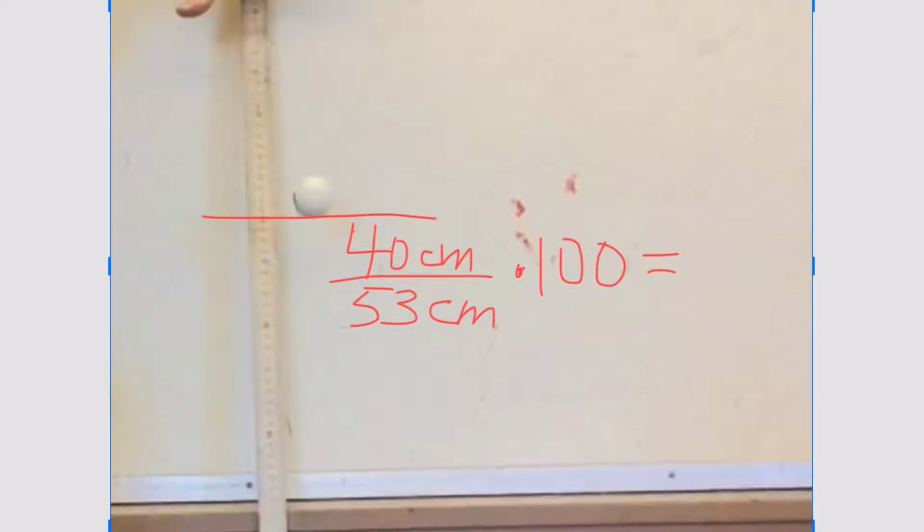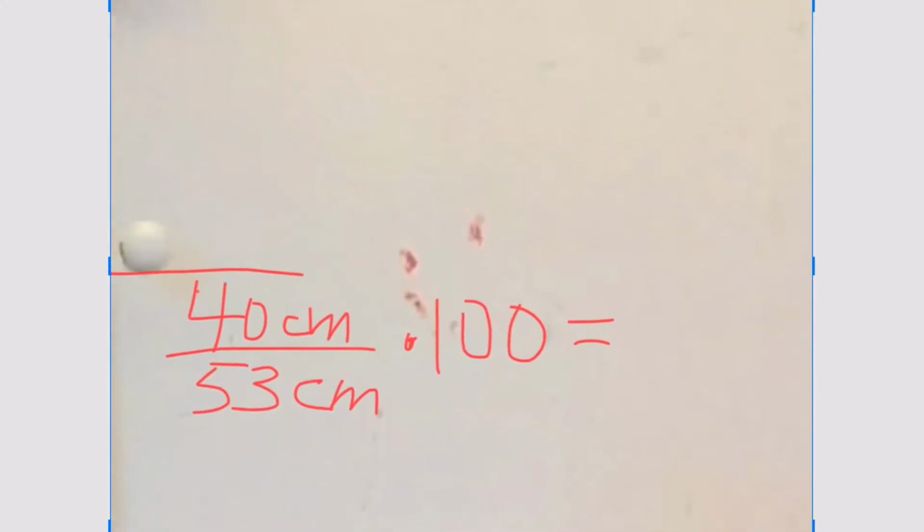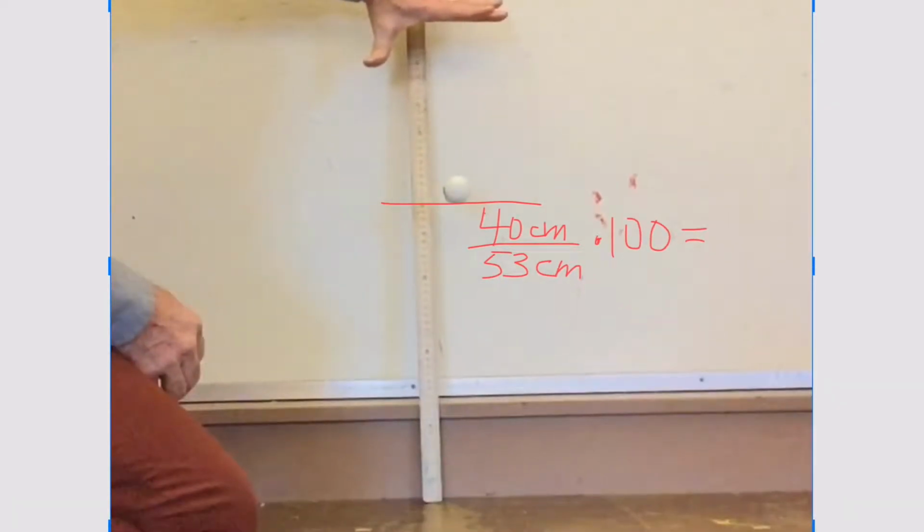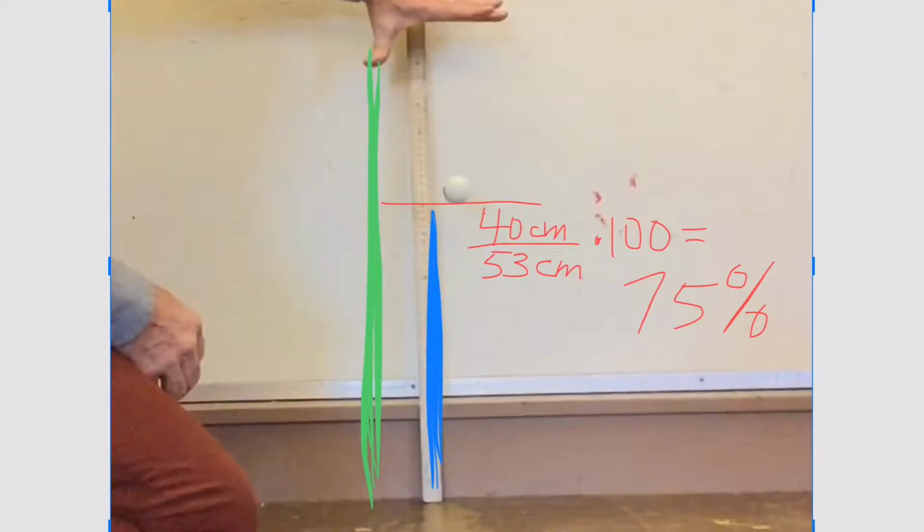And what is that? Well, if we do the math, that actually turns out to be 75%, or 3/4. In other words, the height that the ball bounced back up is 75% of the original height that the ball was when it was first dropped. Okay? All right, now the question is, in the next bounce, do you think the proportion stays the same? Well, let's just take a look.